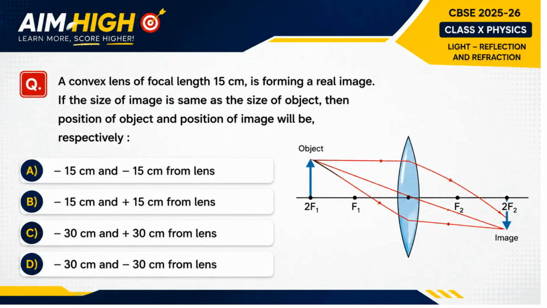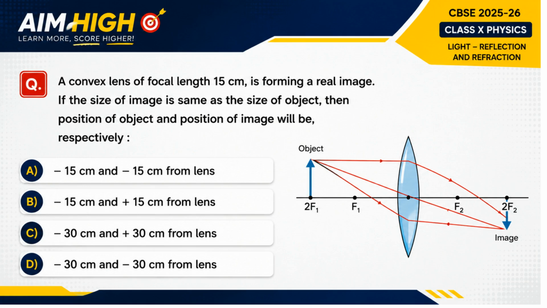Let's look at our first question. Number 1. A convex lens of focal length 15 centimeters is forming a real image. If the size of the image is the same as the size of the object, then the position of the object and the position of the image will be, respectively, A. minus 15 centimeters and minus 15 centimeters from lens. B. minus 15 centimeters and plus 15 centimeters from lens. C. minus 30 centimeters and plus 30 centimeters from lens. D. minus 30 centimeters and minus 30 centimeters from lens. Take a moment to analyze the options provided.